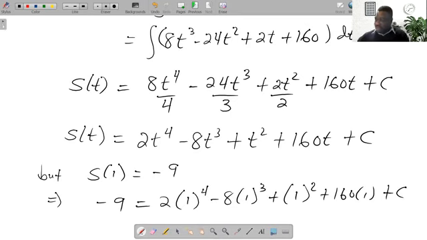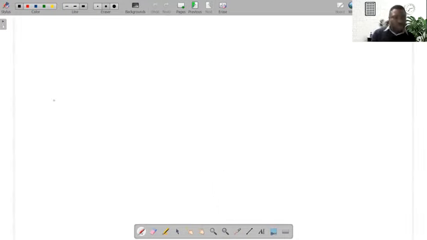I have exhausted the page. Let me write this down so I can repeat it on the other side. 2 times 1 to the 4th minus 8 times 1 to the 3rd plus 1 squared plus 160 times 1 plus C. Go to the next page.